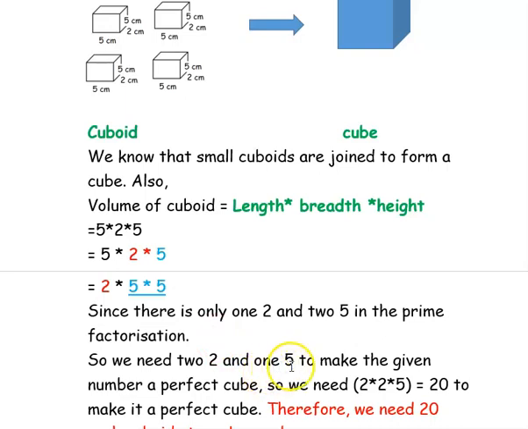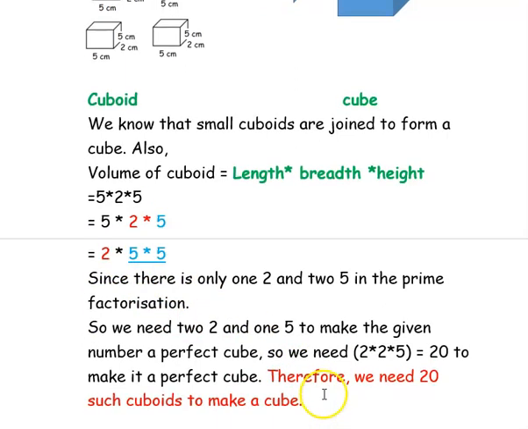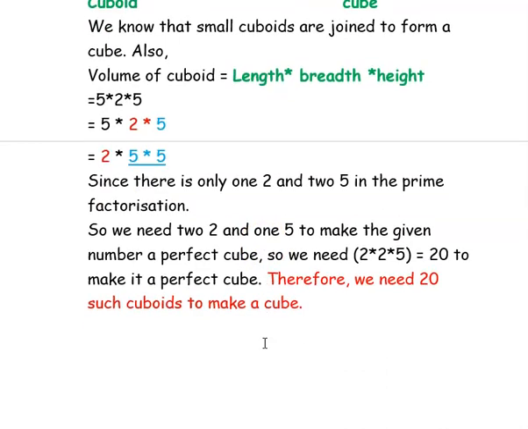So we need 1, 5 to make the given number a perfect cube, because we need all the factors thrice, 3 times. So let's find how much we need. So 2 into 2, and 1, 5 into 5. So 2 into 2 is 4, 4 into 5 is 20. So he needs 20 to make it a perfect cube. Therefore, we need 20 such cuboids to make a cube.